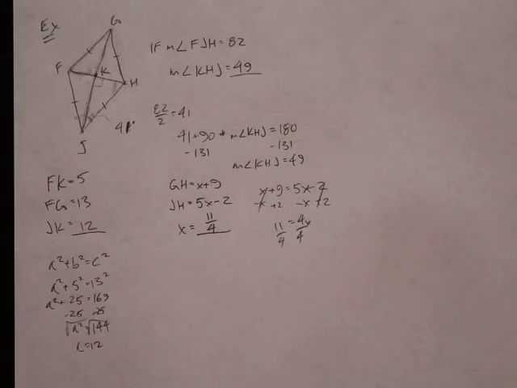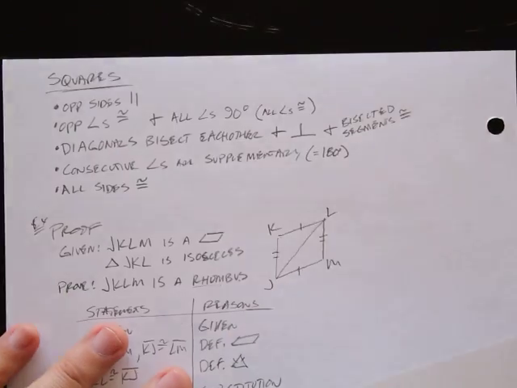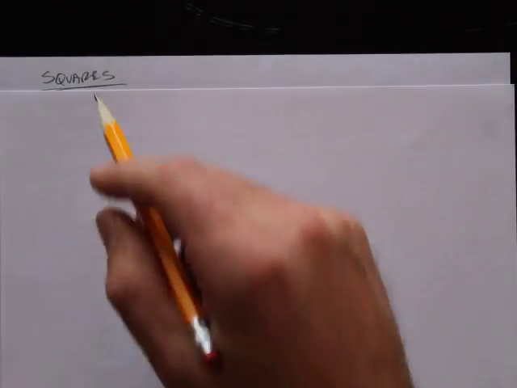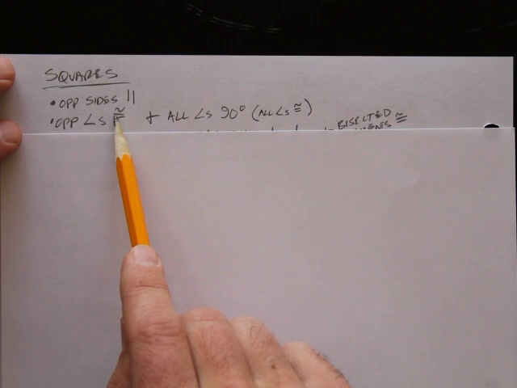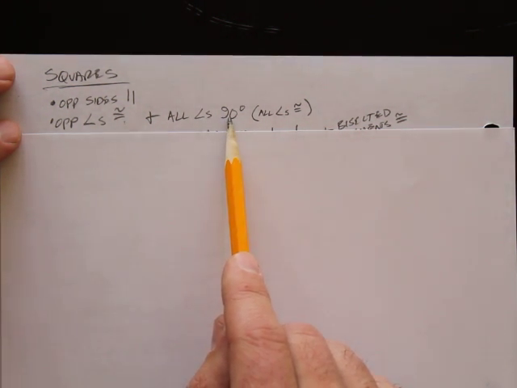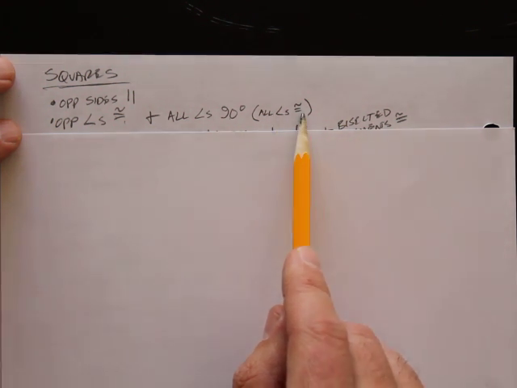Now, let's do another section. We're going to talk about squares. So squares and rhombi are very much the same, but we're going to write this stuff down as well. So here's squares. Opposite sides are parallel. Opposite angles are congruent. All angles are 90 degrees. All angles are congruent.